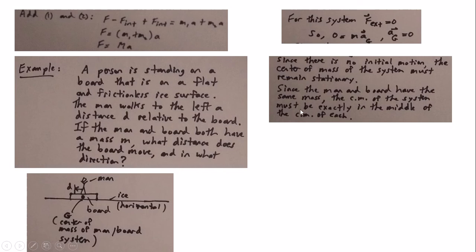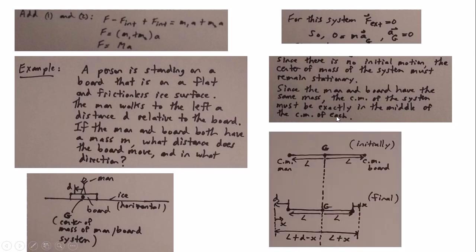Since the man and board have the same mass, the center of mass of the system must be exactly in the middle of the center of mass of each. I'll draw a diagram explaining that. Initially, you have a point on the left, which represents the center of mass of the man, and a point on the right representing the center of mass of the board. Each of those points is located at a distance L from point G, which is the center of mass of the man and board combined.